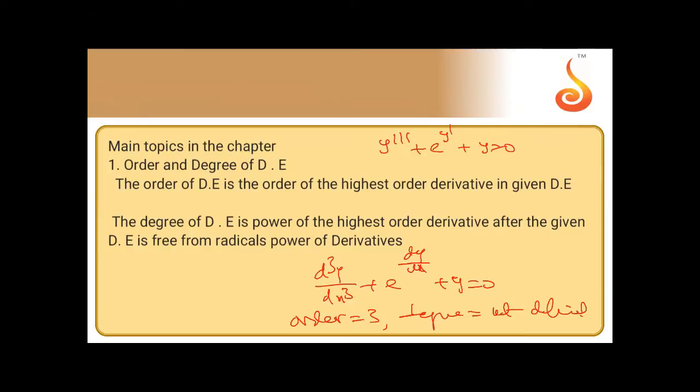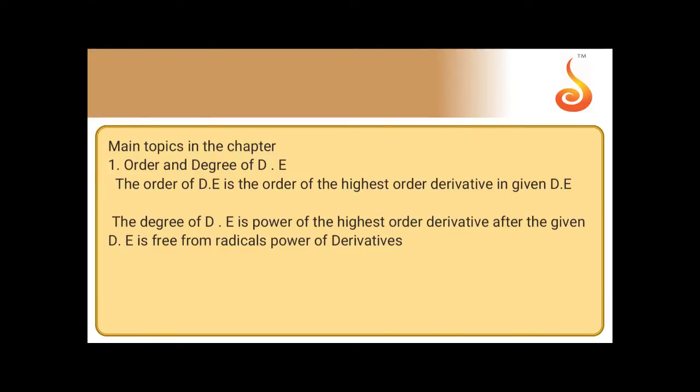In the exam, you should write the meaning, why you are taking degree as not defined. You have to mention that the degree is not defined because it's not a polynomial in derivatives. Okay, this is how to find the order and degree of a differential equation. Hope this is clear.